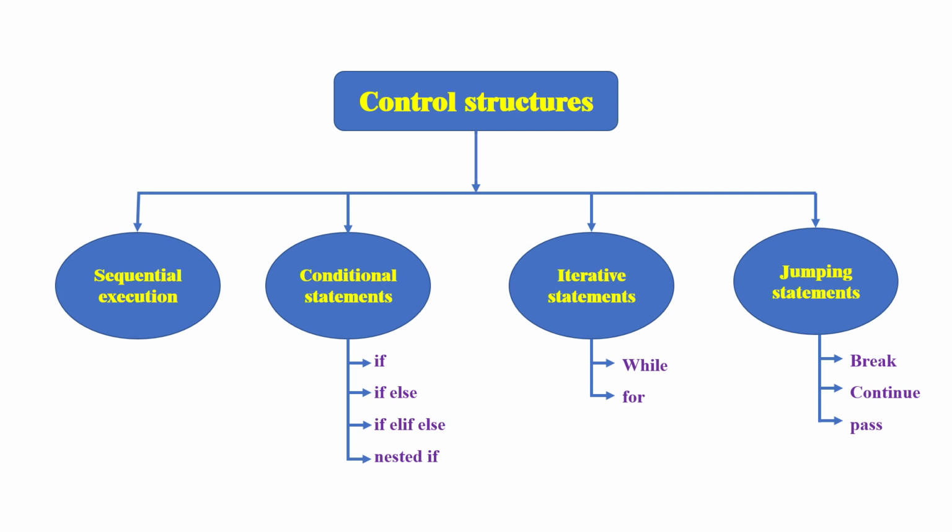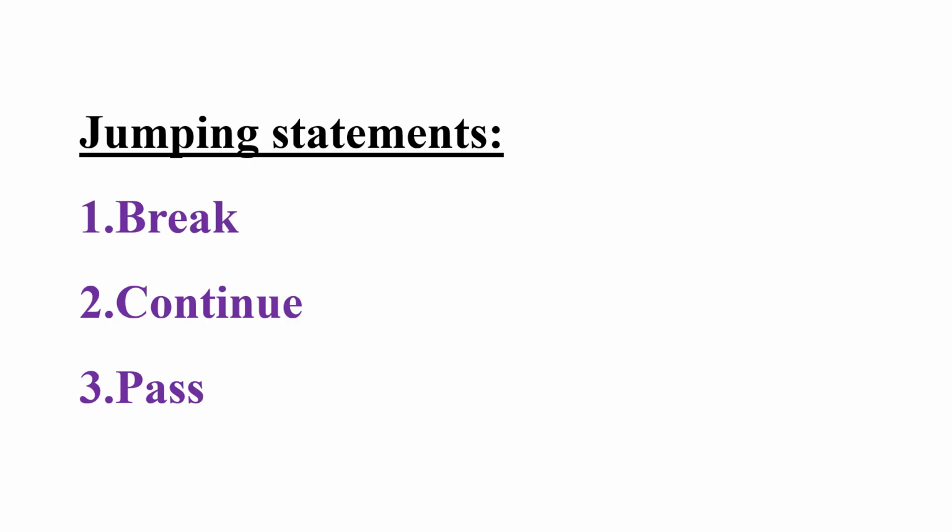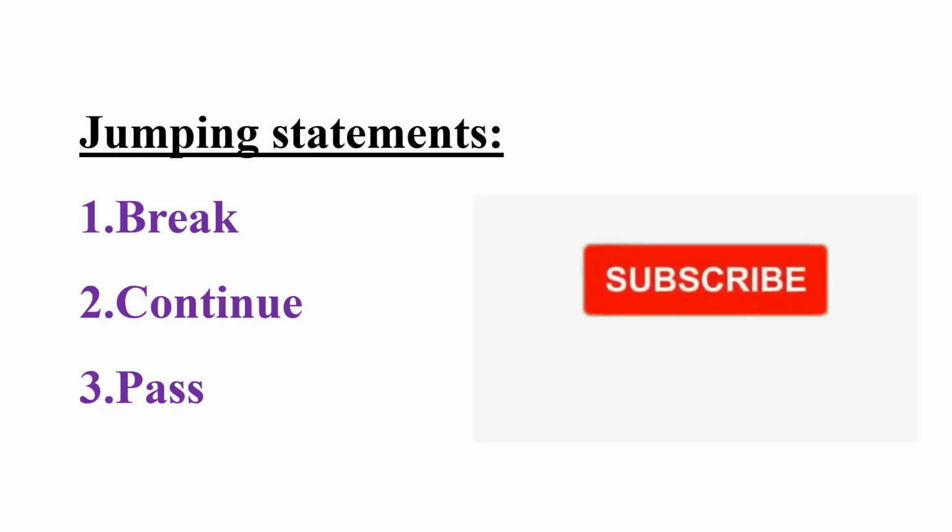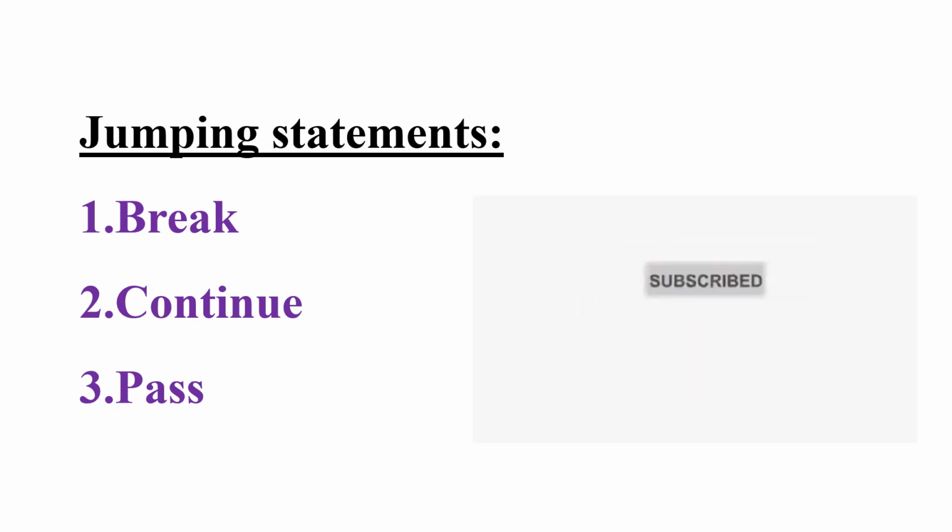In the previous videos, we have seen sequential execution, conditional statements and iterative statements. Now, in this video, we will see jumping statements. These jumping statements are used in loops. The statements are used to stop, jump or exit from the running program inside the loop at a particular condition. The following are the jumping statements: break statement, continue statement and pass statement. We'll see one by one.